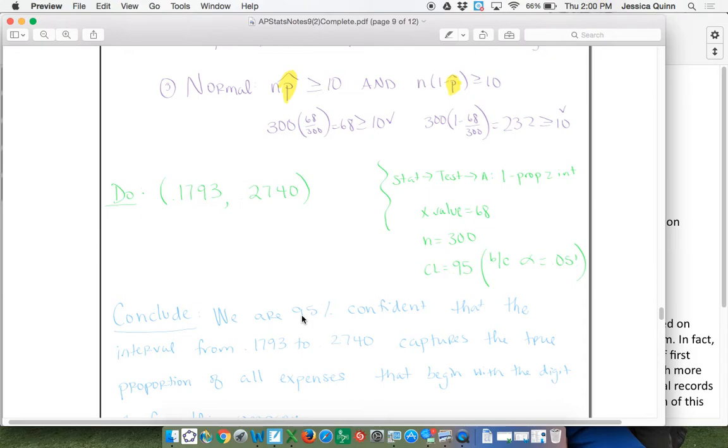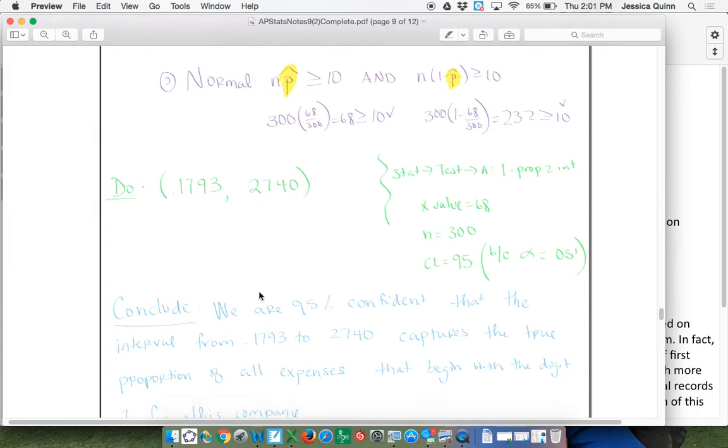You don't have to write this stuff up here. Don't write that, because they don't want your calculator jargon. You can say the x value is 68, the number of expenses in this case is 300, and the confidence level that we're going to use is 95. Again, that's because our alpha level is 0.05. And so the interval that we get is 0.1793 to 0.2740.